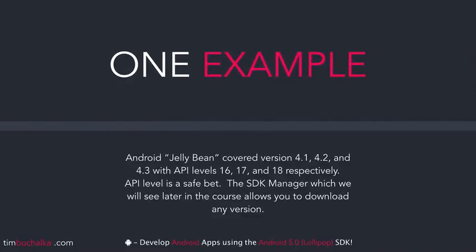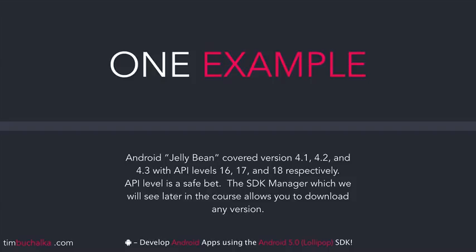Just to give you a bit of an example, you can't just use the sweet name to associate a specific version. Like for example, Jelly Bean covered versions 4.1, 4.2 and 4.3 of Android with the API levels of 16, 17 and 18 respectively. So in other words, Jelly Bean is a generic term, if you will, that covered those three versions. So API level is normally the safest bet to focus on.